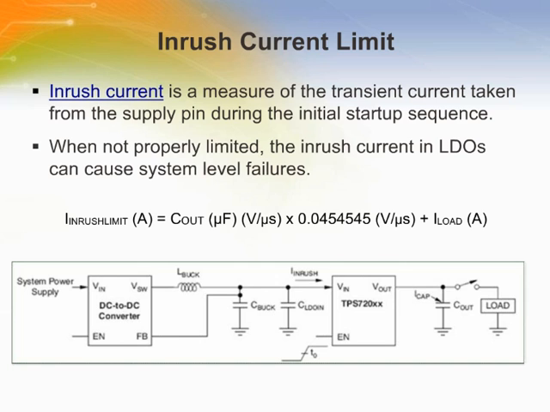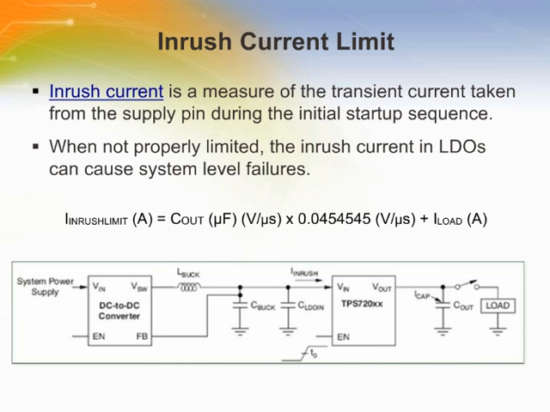The TPS72000 family of LDO regulators implements a novel inrush current limit circuit architecture. The current drawn through the IN pin is limited to a finite value. The I inrush limit charges the output to its final voltage. All the current drawn through VIN goes to charge the output capacitance when the load is disconnected.